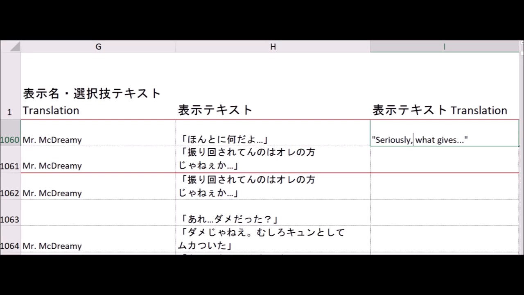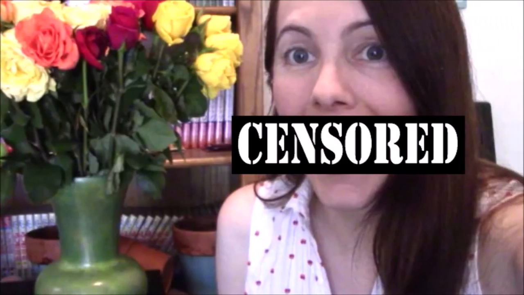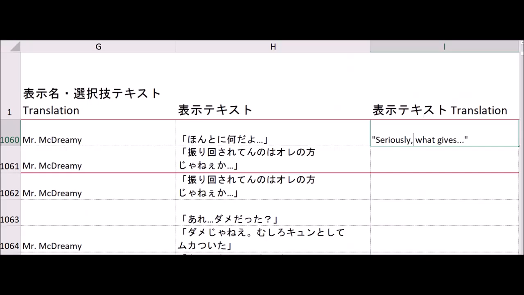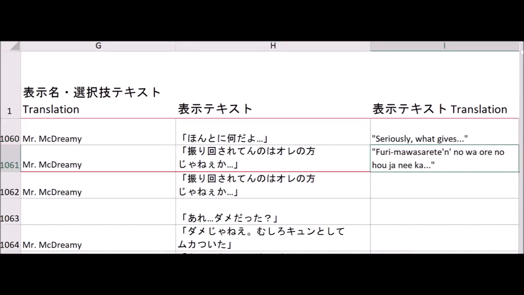What the hell also works, but it's sort of considered vulgar. I'm discouraged from using any profanity in my translations. And if you don't know what inflection the speaker is using, what the hell can also have an apathetic ring to it, which it isn't. So I went with what gives. Next line.